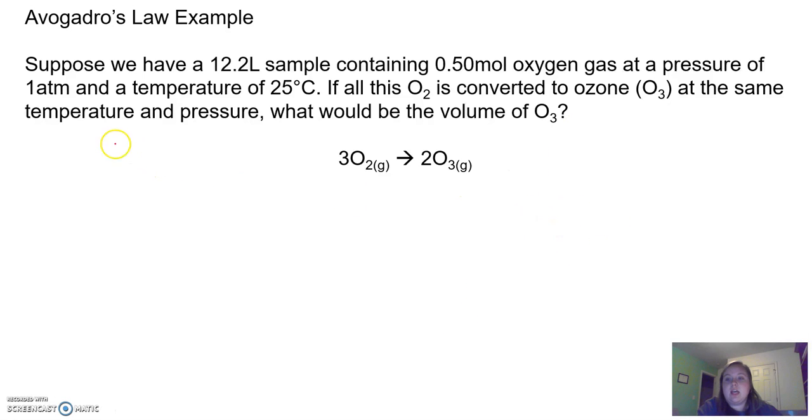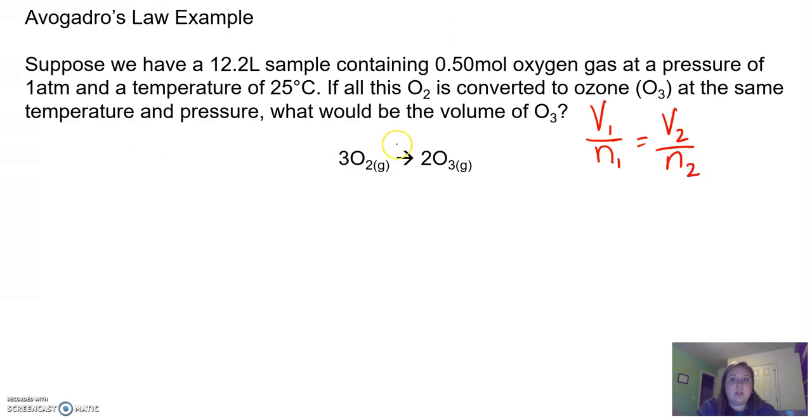So the question says, suppose we have a 12.2 liter sample containing a half a mole of oxygen gas at a pressure of 1 atmosphere and a temperature of 25 degrees. If all of the oxygen is converted to ozone, which is O3, at the same temperature and pressure, what volume of O3 would we have? And so if I look at this and say my temperature and my pressure are the same and all I have are volume and moles, I know I can use Avogadro's law. So V1 over N1 is equal to V2 over N2.